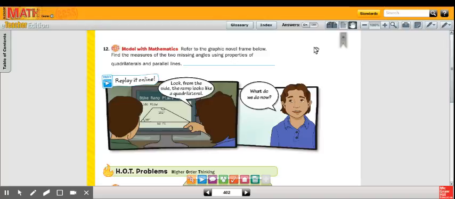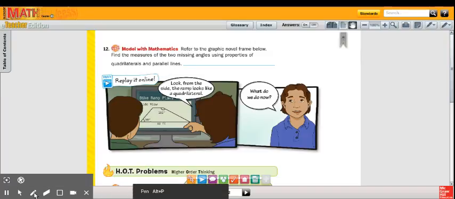All right, here's number 12. We're supposed to find the measure of the two missing angles in here, so this angle and this angle right here. Now it says to use the properties of quadrilaterals and parallel lines.